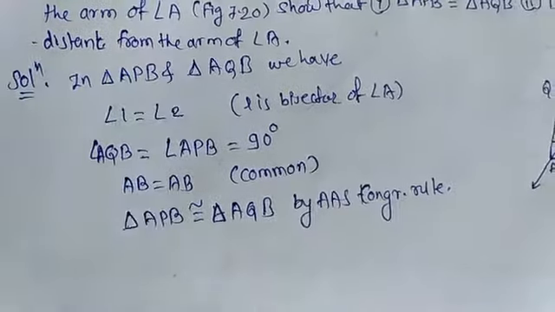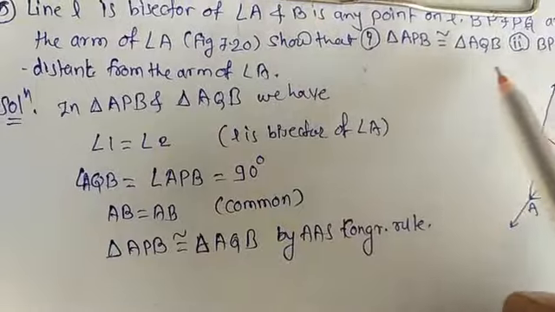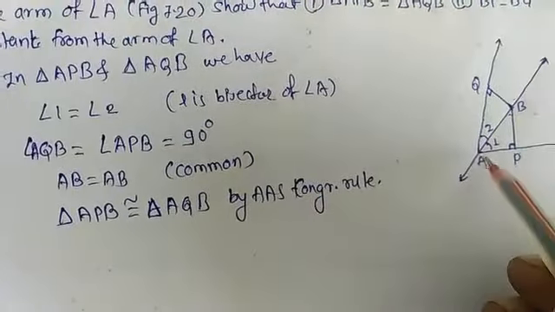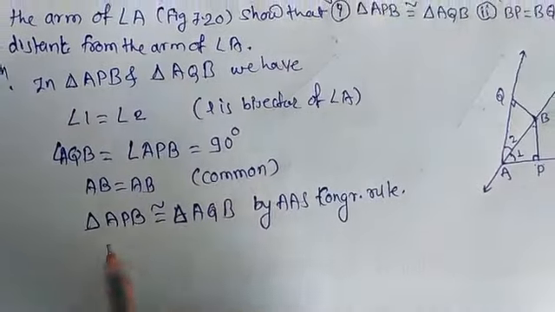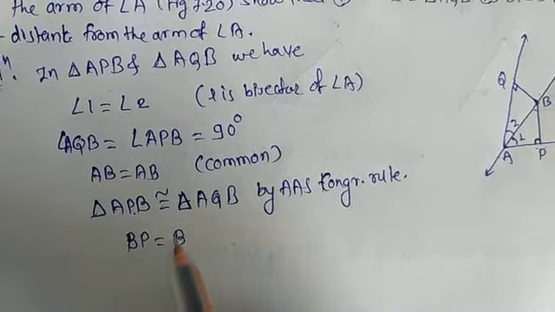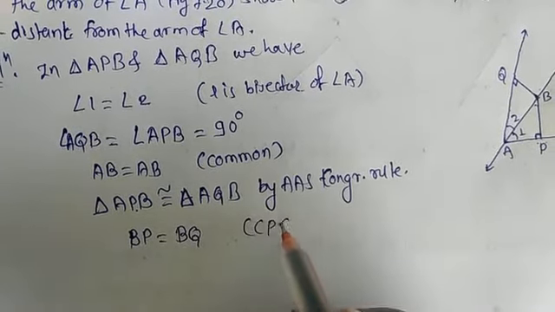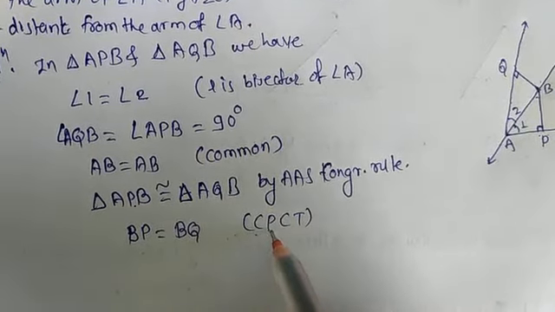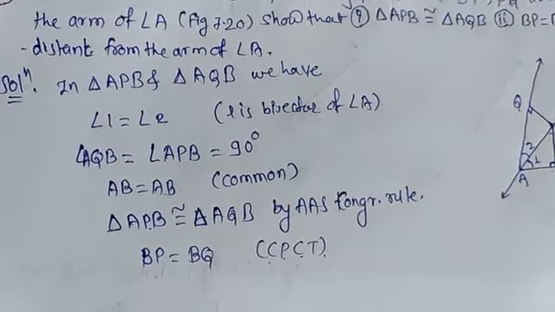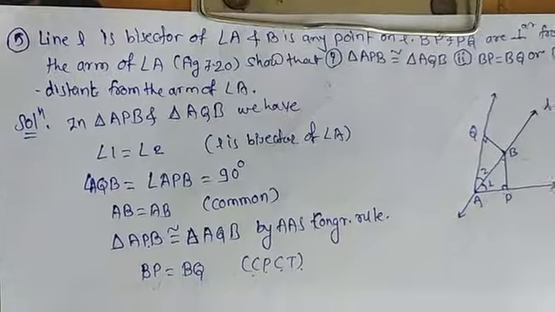Okay, and by CPCT, the first part is proved, and in the second part, BP is equal to BQ. We will say that BP and BQ are the same because the triangles are congruent. So BP is equal to BQ by CPCT. That means corresponding parts of congruent triangles are equal. So this is our required solution of example number 5.